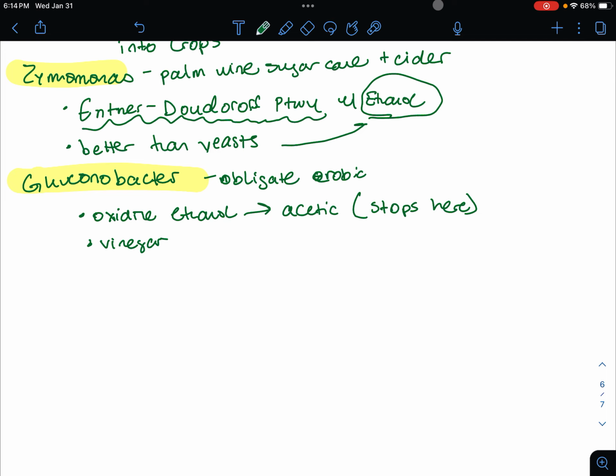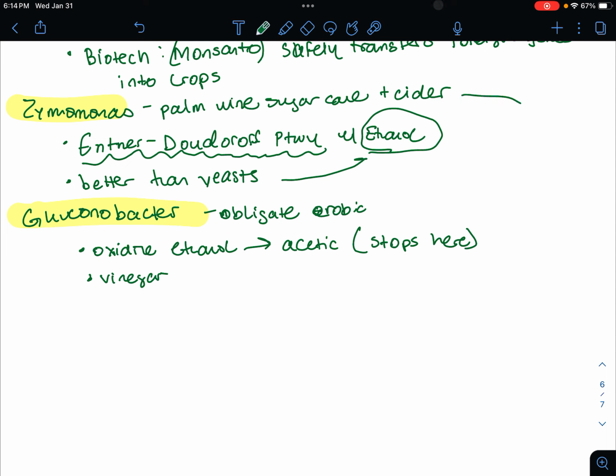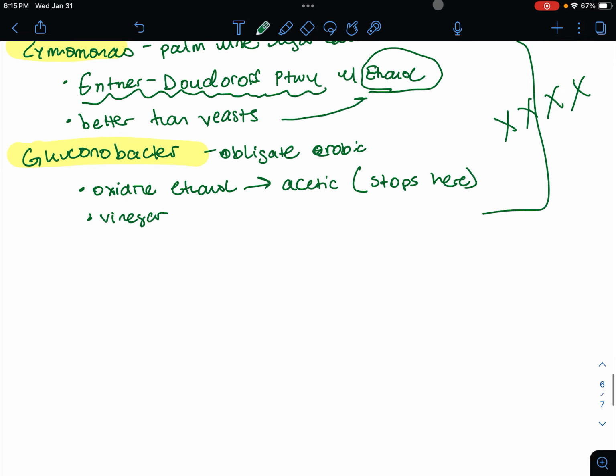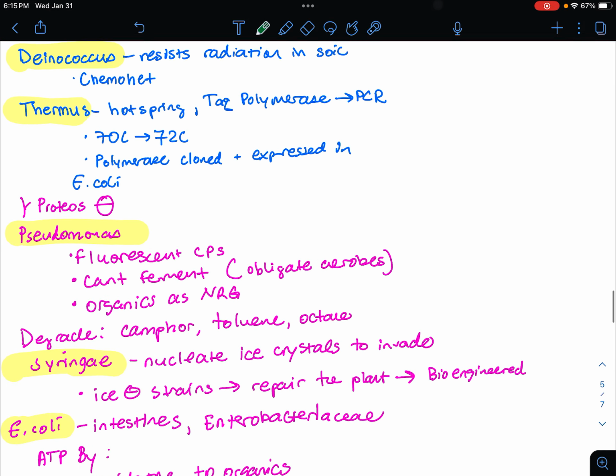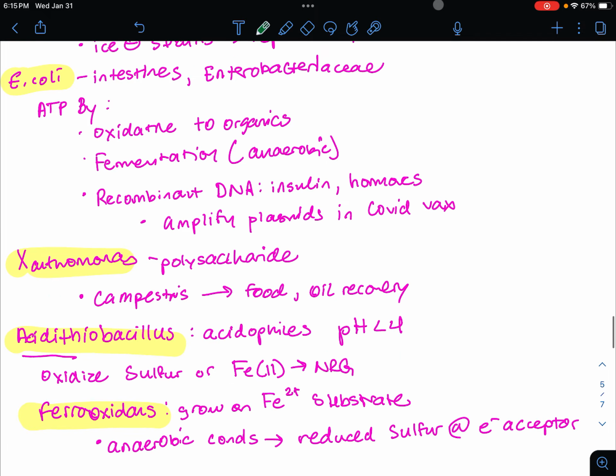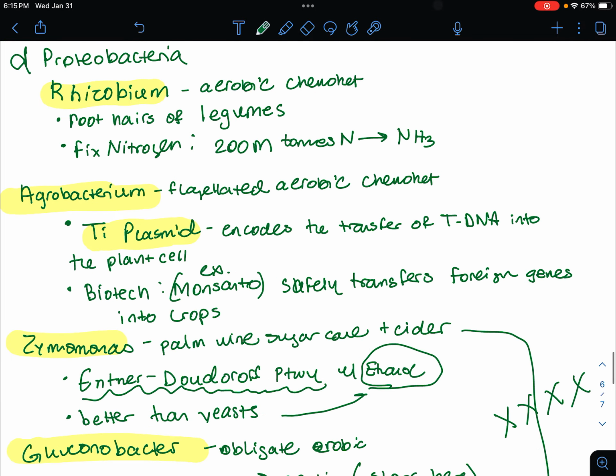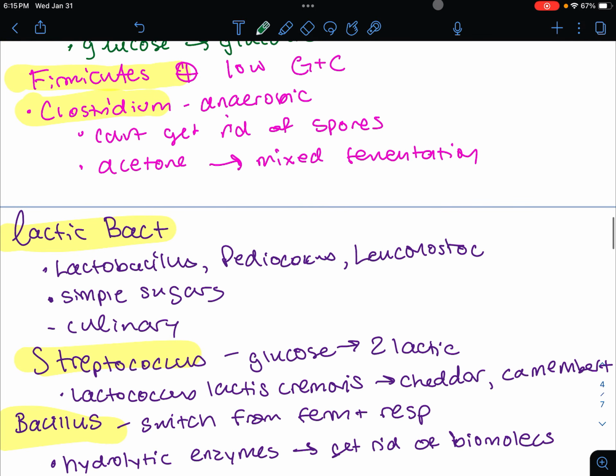Oh, I just realized something. Some of these have the little icon, some of them do not. So this slide of Zymomonas and Gluconobacter, these aren't marked in the slide, so that's just extra information, you know. Firmicutes also aren't marked. So firmicutes, I'm just going to go up here where I wrote it down, thinking that they were going to be on the test, which is up here somewhere.